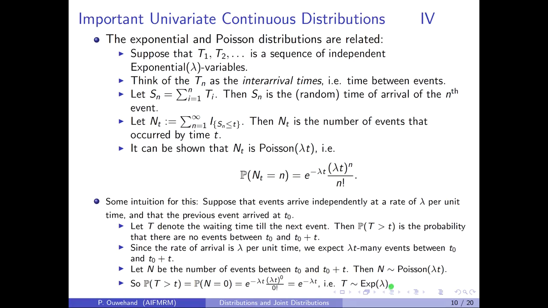So if events arrive uniformly at a rate of lambda, in other words they are modeled by a Poisson distribution, then the arrival time of the next event is exponentially distributed with parameter lambda.